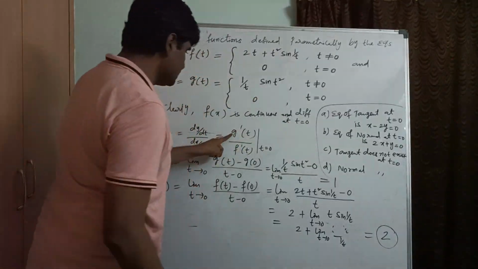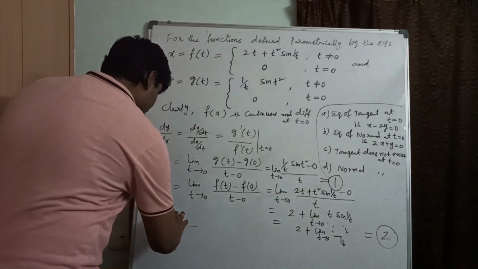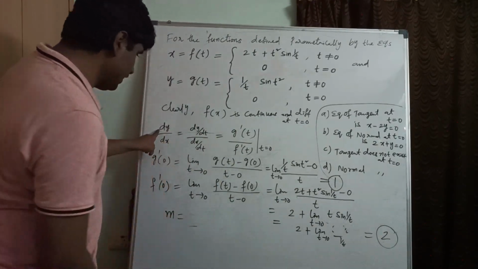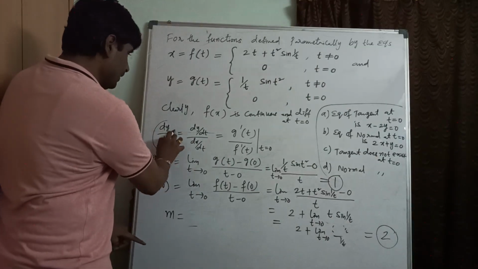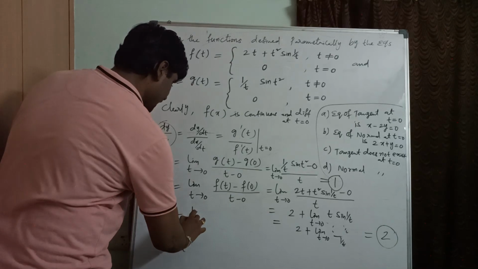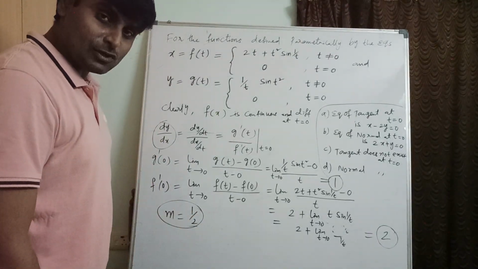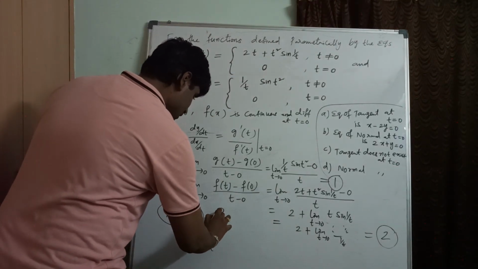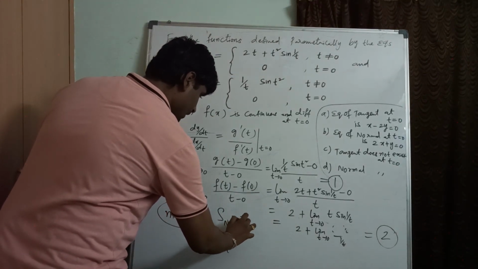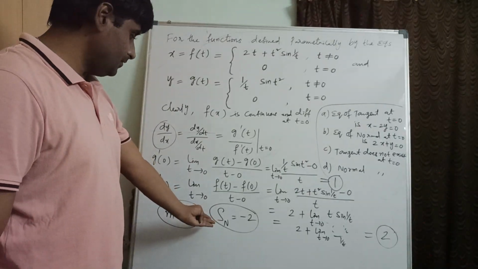2. What is g dash of t? 1. That means, what is the slope here? What is the slope? That means dy by dx. What is dy by dx? 1 by 2. Correct? So this is the slope of tangent. What is the slope of normal here? Minus 2. Correct?